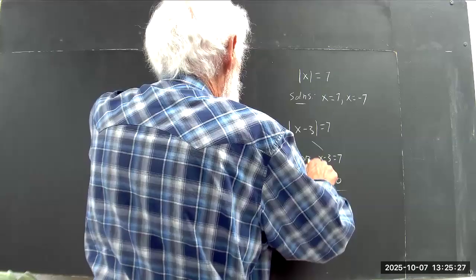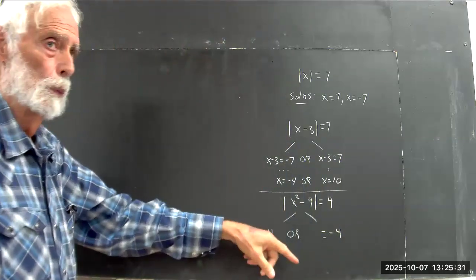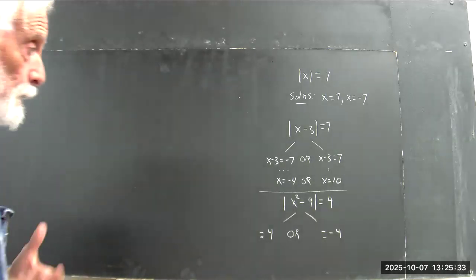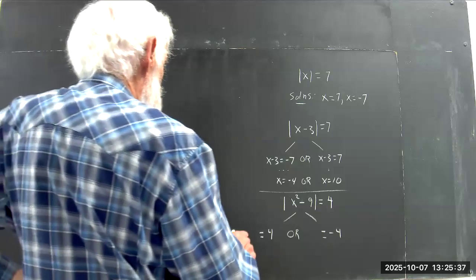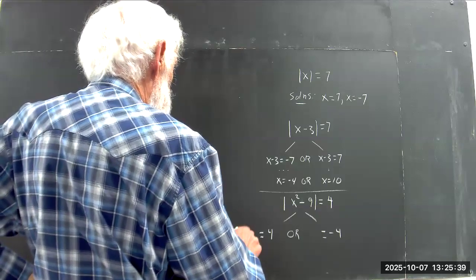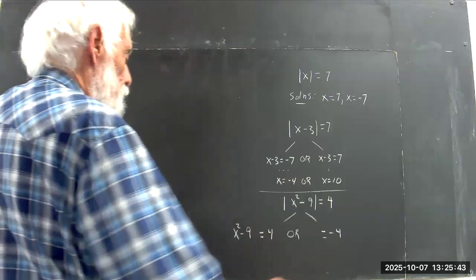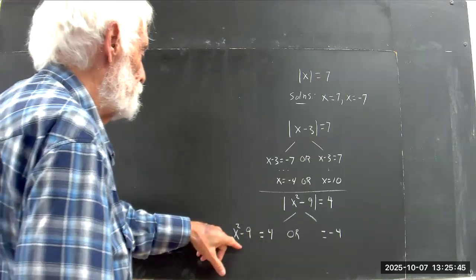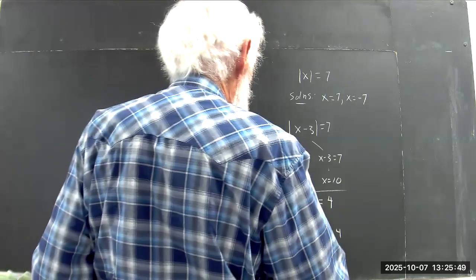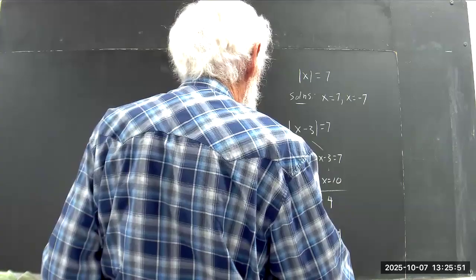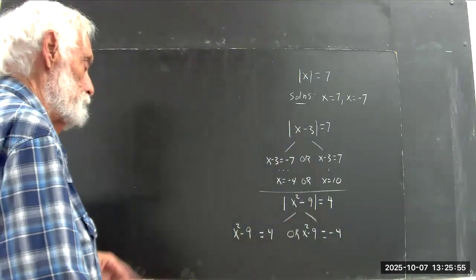Matter of fact, I'm going to require that word "or", because there's logic to it that can get easily confused if you don't sort out how "and" is different than "or". Okay, so anyhow, either x squared minus 9 equals 4 or x squared minus 9 equals -4.